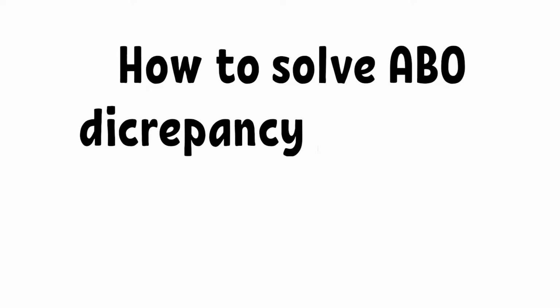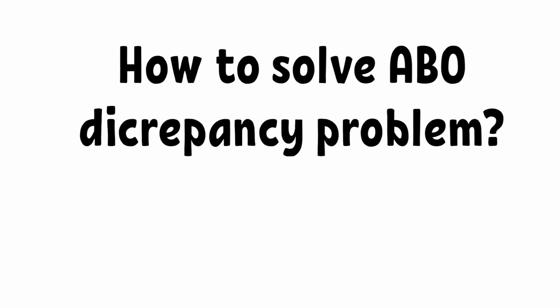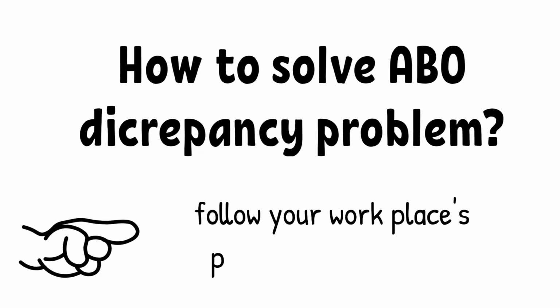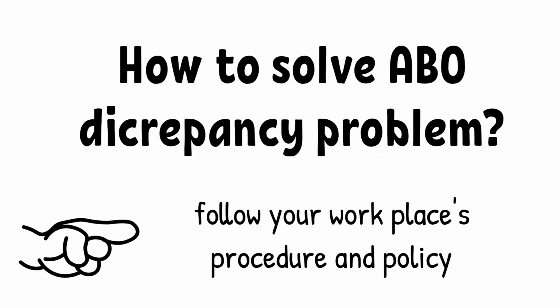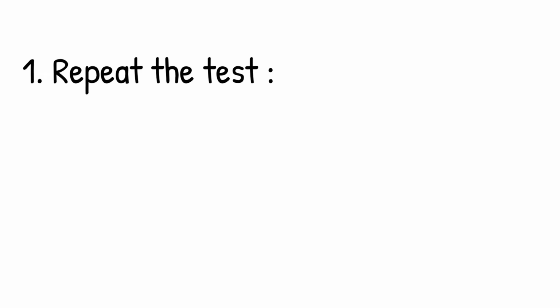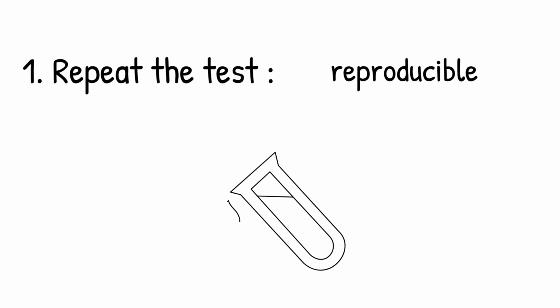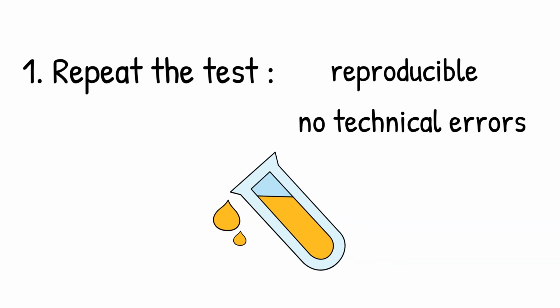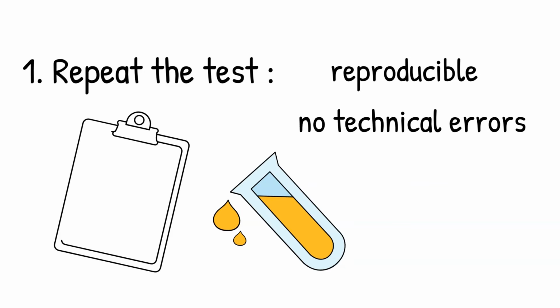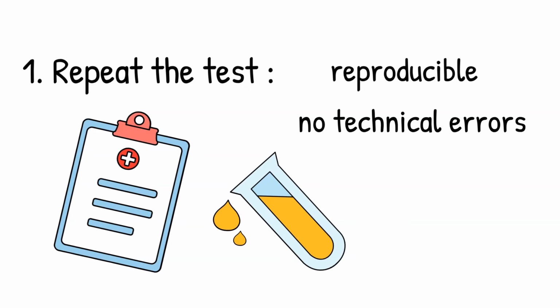I have some suggestions in how you can solve the problems when you have an ABO discrepancy. However, keep in mind that you have to follow your workplace procedures and policy when approaching ABO discrepancy. First, repeat the test, making sure that the reaction you got is reproducible and there's no technical error in the process. Believe you and me, we can solve many problems by simply repeating the test.